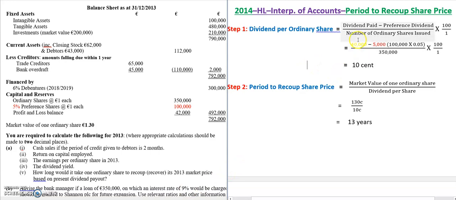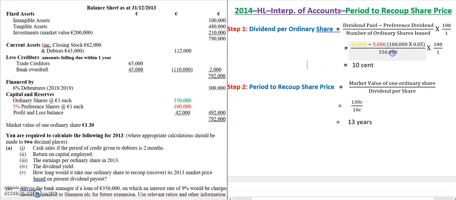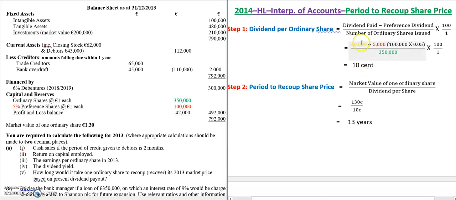And all that is over the number of ordinary shares issued. So for the number of ordinary shares issued, you go to your balance sheet, ordinary shares, and you can see that there's 350,000. Okay, and then multiply by 100 over 1. And that will give you 10 cents. So the dividend per ordinary share is in cent.